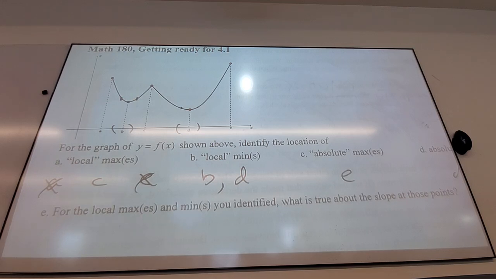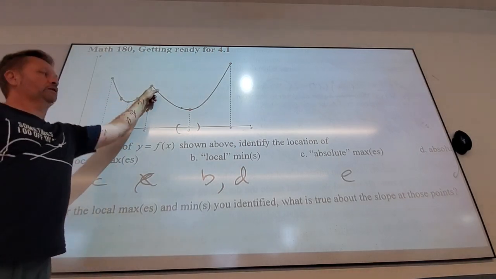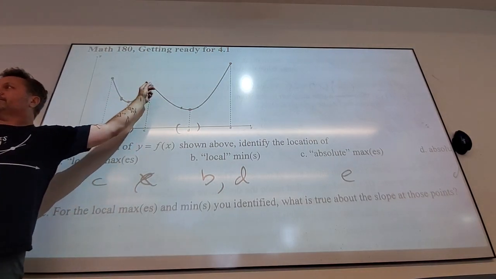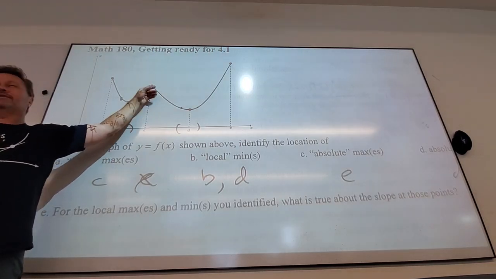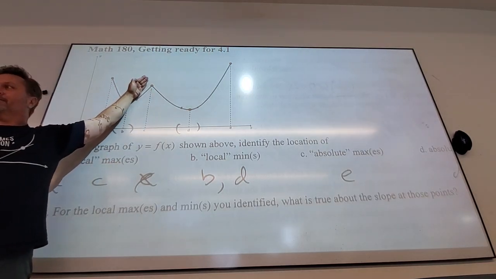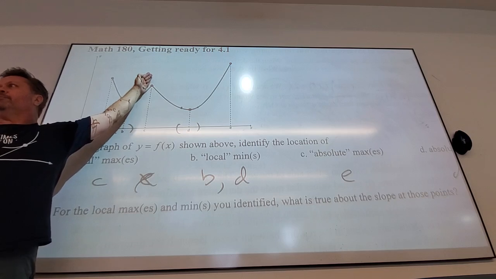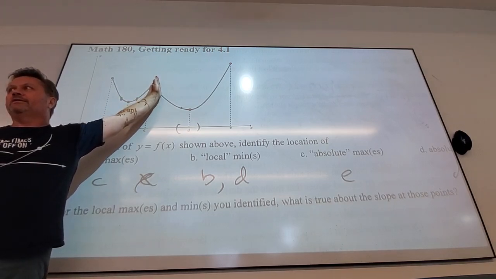For the local maxes and mins, what's true about the slope? It's either 0 or undefined. Because right here, what's the slope? Why is it not differentiable here? What's the slope before that point? Big positive. And immediately after the point it's big negative.